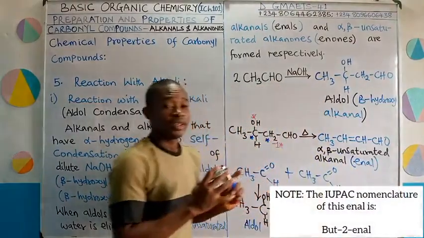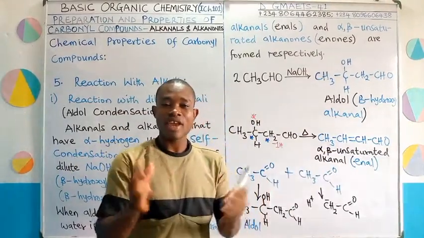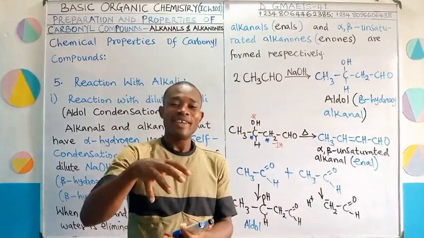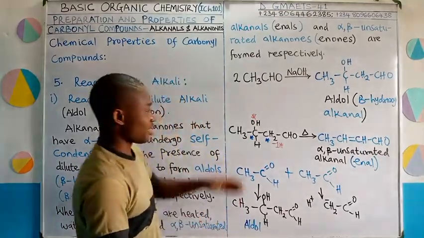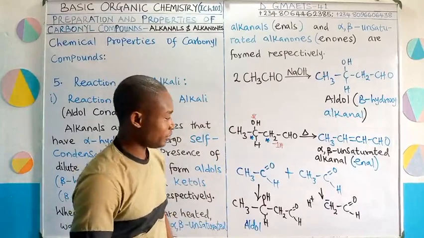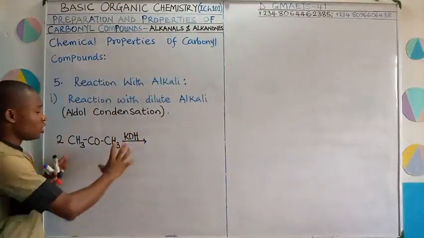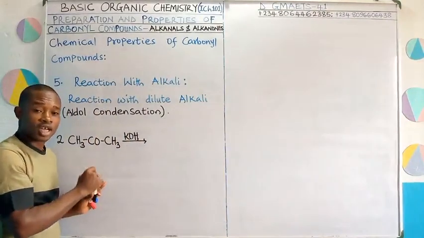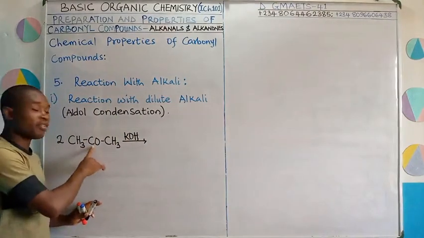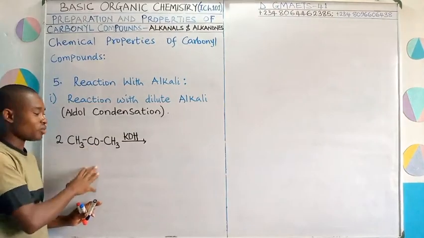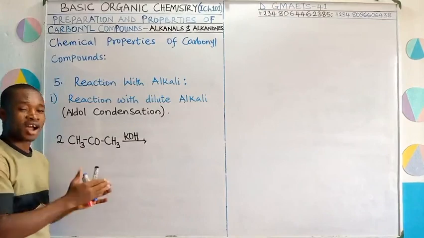Alright? Enal. Now we shall also look at a reaction whereby an alkanone undergoes Aldol condensation. We are done with using an example of alkanal. And now we are going to look at the Aldol condensation of an alkanone. This alkanone I have here is propanone. Alright, this is the carbon of the functional group. To its left and right, you have CH3, CH3, clearly telling us that there is an alpha carbon.